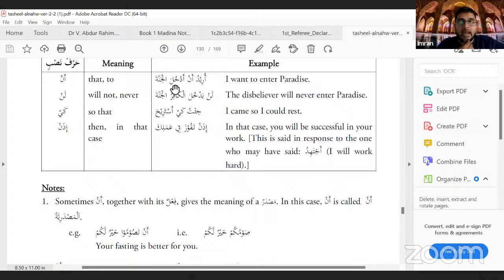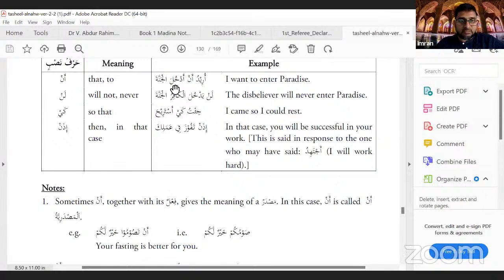In Arabic, we call this al-masdariya, meaning the particle which gives the meaning of the infinitive. In English, we call it the infinitive, meaning the root word, like hitting, walking. So you add to eat or to enter.